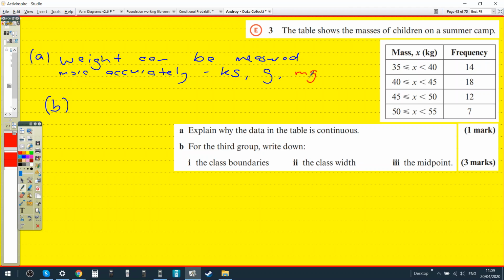So the class boundaries. So is that for each one? The third group. Would that be 44.5 and then 50.5? Yeah. And yeah, part 2. And class width. Hang on. Let's think about this.